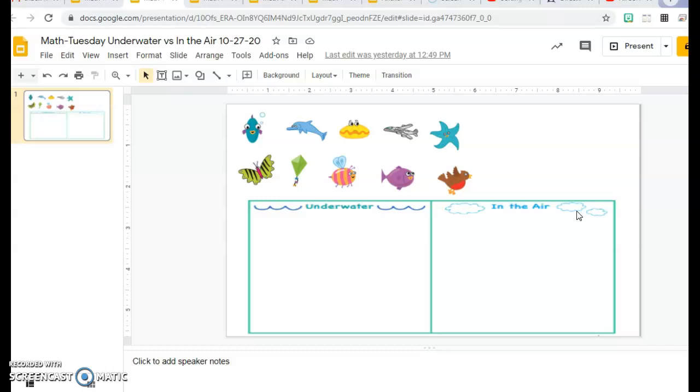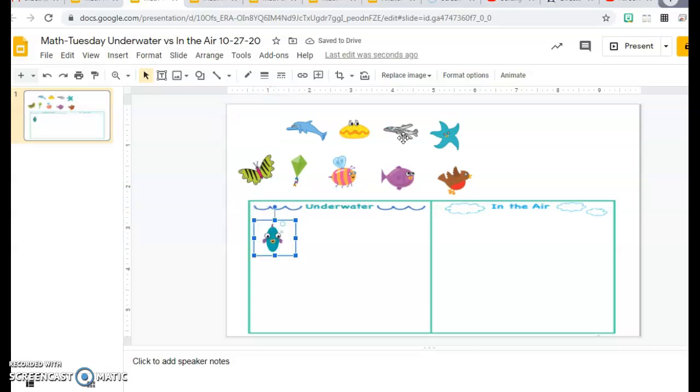It could be animals or it could be things, all right? So let me do a couple of them just to give you an example, and then you can do it by yourself. Okay, so this little fish right here, is that underwater? Does it belong underwater or does it belong in the air? Underwater, right? So we're going to put it right there.